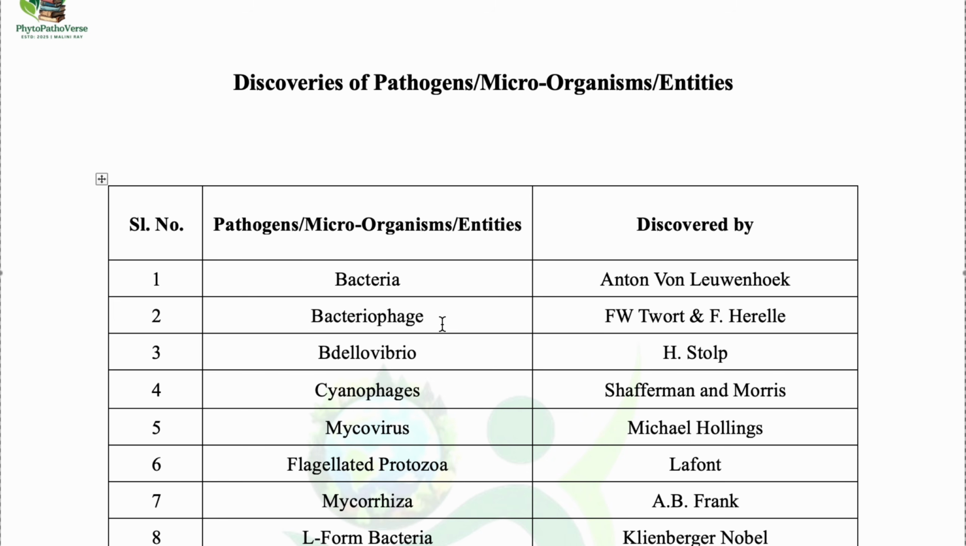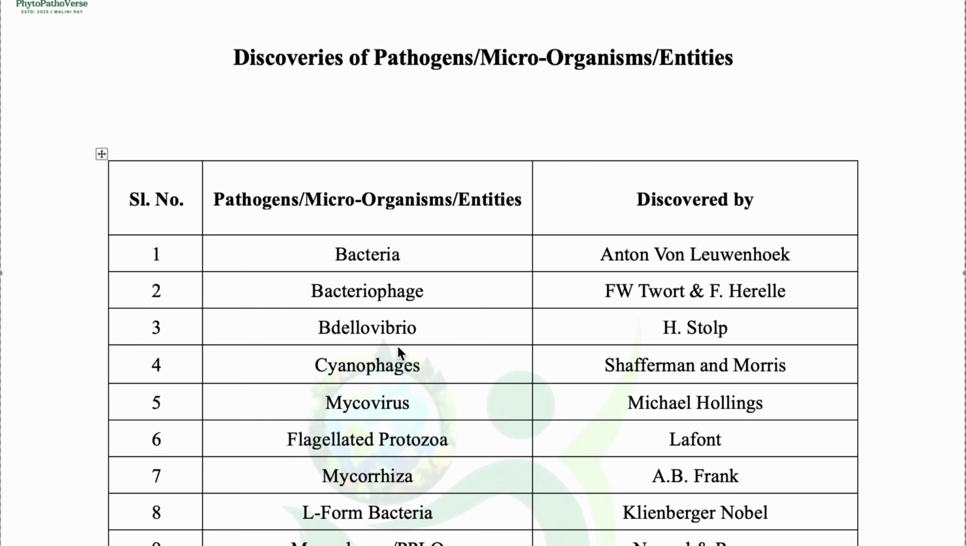Next we can see bacteriophage. Bacteriophage are the viruses that infect bacteria, discovered by F. W. Twort and F. d'Herelle. Next, Bdellovibrio. Bdellovibrio are the bacteria which parasitize on another bacteria, discovered by H. Stolp. Next, cyanophages. Cyanophages are the viruses that infect algae, discovered by Safferman and Morris.